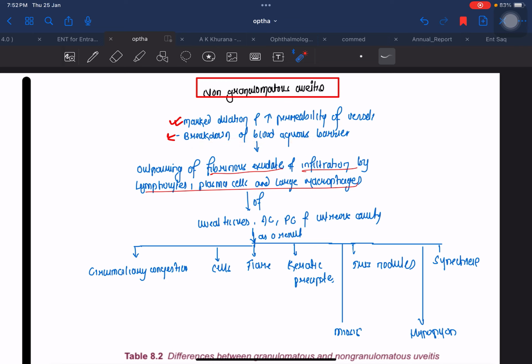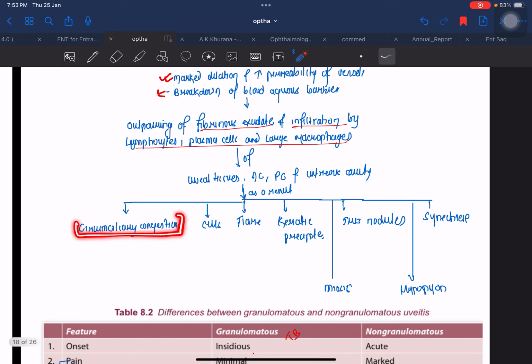that will cause breakdown of the blood aqueous barrier. Now the fibrinous exudate and infiltration occurs by lymphocytes, plasma cells and large macrophages. These cells will do an outpouring of fibrinous exudate and cause infiltration. These are outpoured into the uveal tissues, anterior chamber, posterior chamber, and vitreous cavity. As a result, there will be circumciliary congestion.